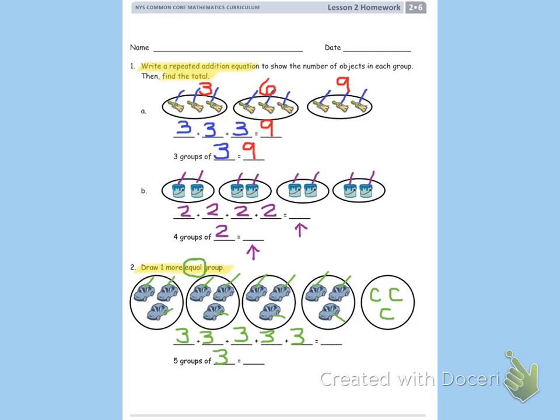Now, you go ahead and add them all up and figure out what 5 groups of 3 is. The answer will go here and here. Don't forget to count the group that you drew as well.